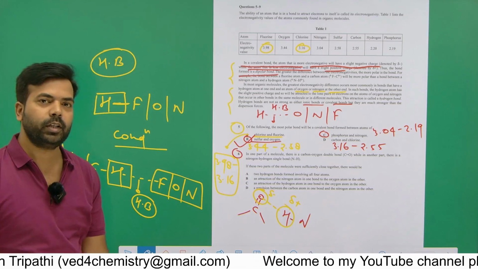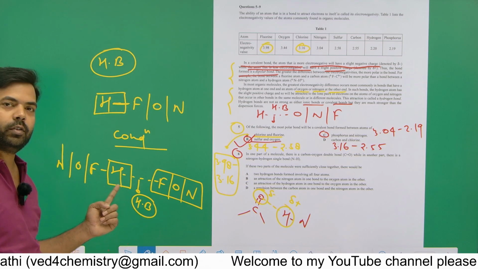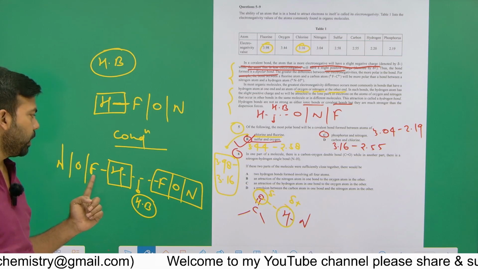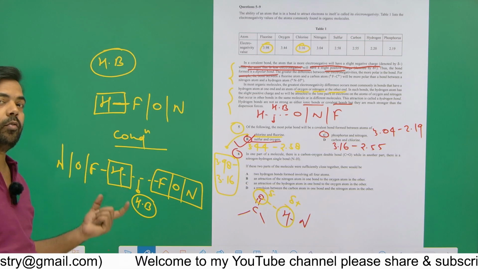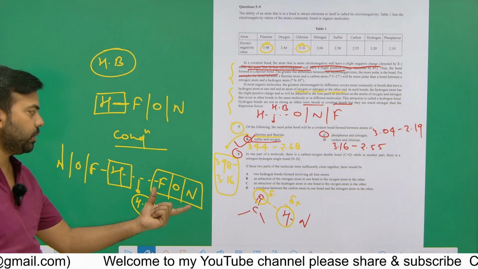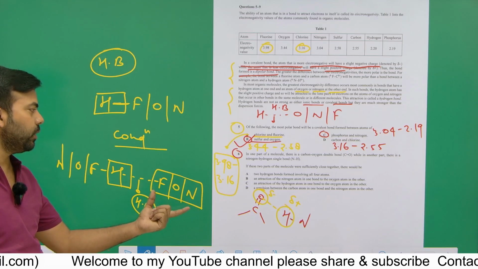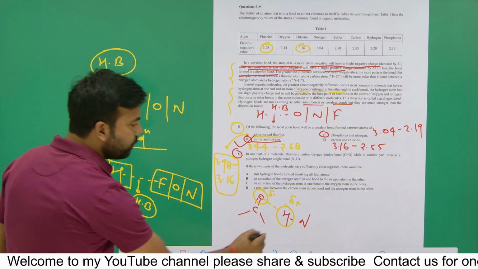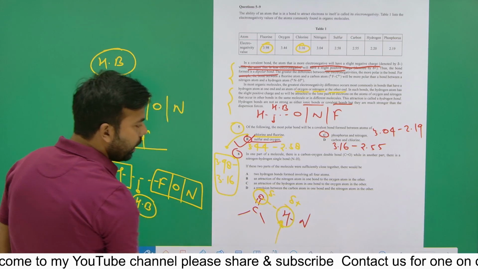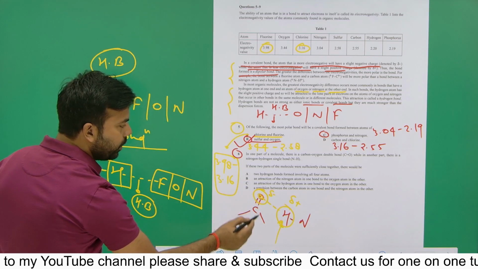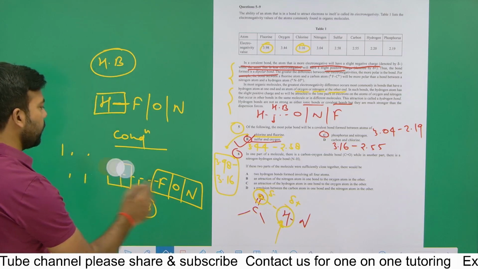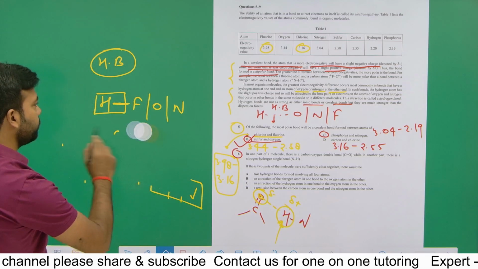So what does it mean? It means we must have a hydrogen which is linked with either fluorine or oxygen or nitrogen, any one of them. And then this hydrogen can form a hydrogen bond with another electronegative element, which can be fluorine, oxygen or nitrogen. So you can see here we have this hydrogen and this is another electronegative element. So this dot is a hydrogen bond. Clear? We can discuss another example.